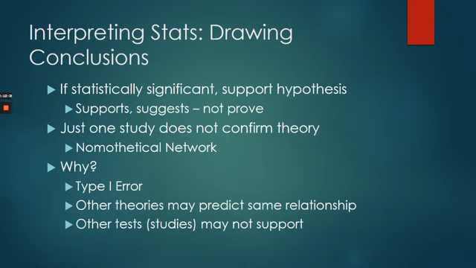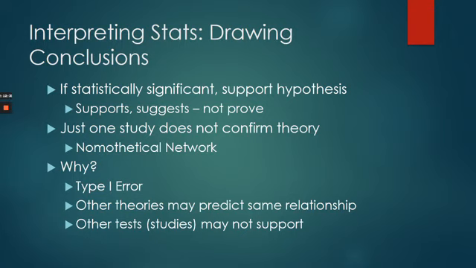So why is it that one study doesn't prove something or confirm a theory? Well, we have type 1 errors. A type 1 error is where we reject the H0 and say there's an effect, but there really isn't an effect. When we set our alpha at 0.05, what we're saying is that we're willing to live with a 5% chance that we'll make a type 1 error. So there's always a possibility of making a type 1 error.